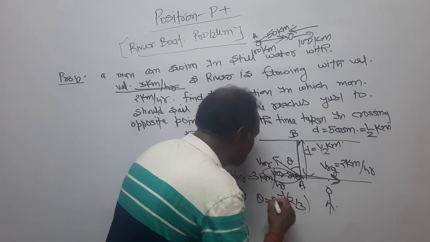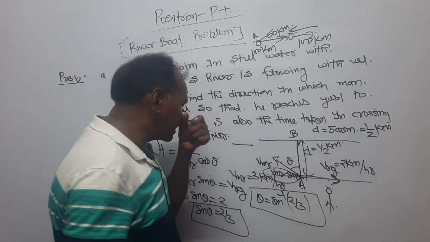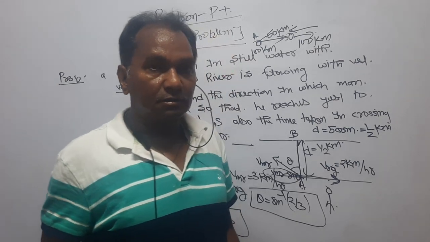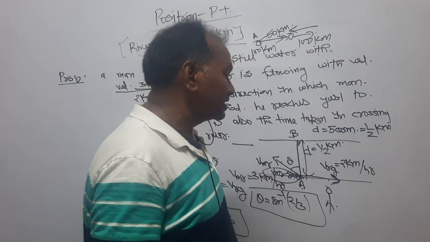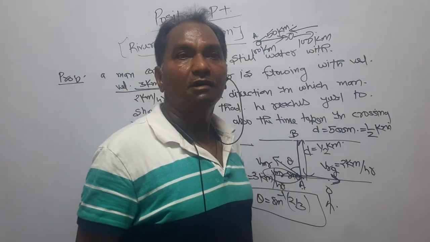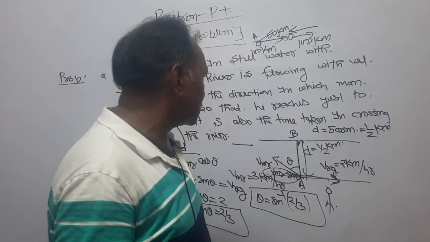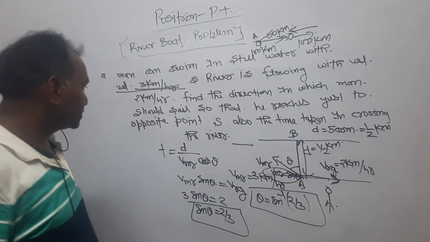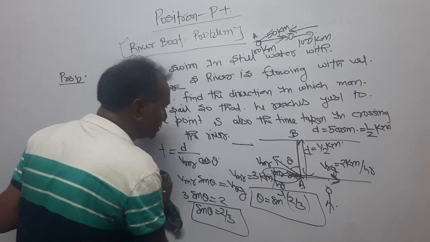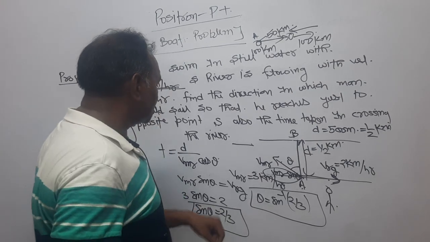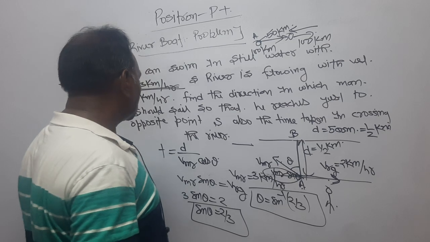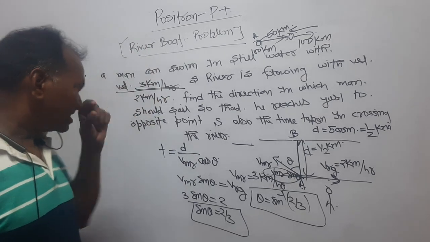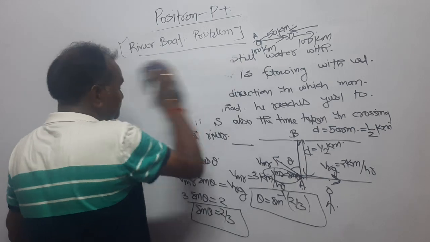This means the man should make an angle of sine inverse 2 by 3 from the vertical when he begins his swimming, and then he will reach the opposite direction, just opposite to A. Right? Now, dear student, we have found sine theta. Now we have to find out how much time it will take. Now dear student, look here.